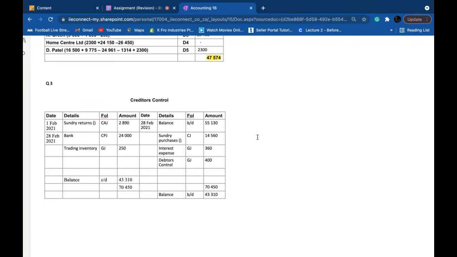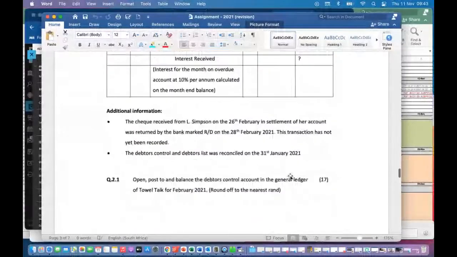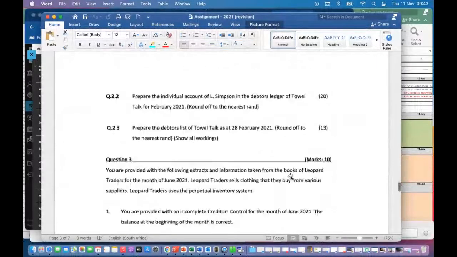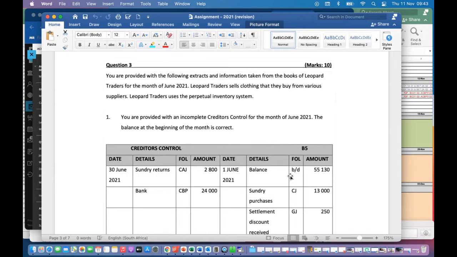So then, at the top of the question, it says you're provided with the following extracts and information. The guys online, let me quickly shift to that. Okay, so here's where we are. I'll probably just read off of this instead.